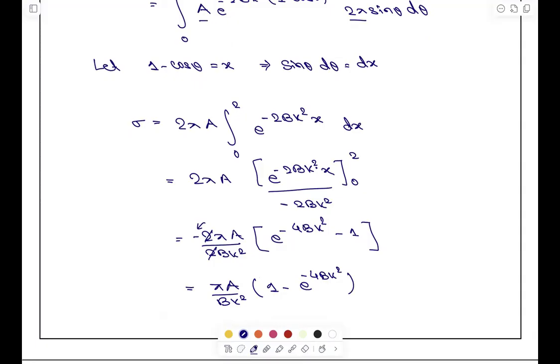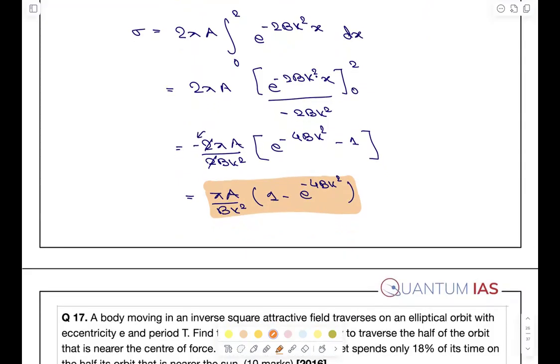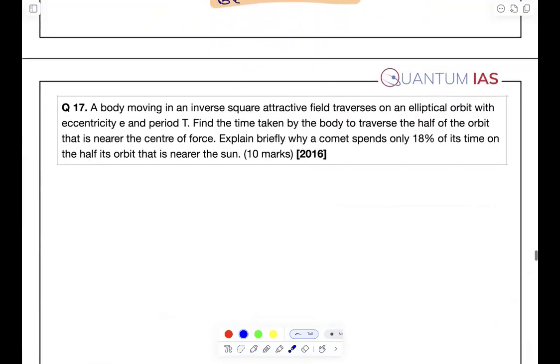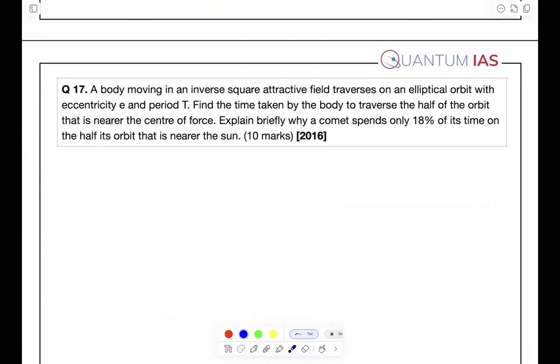Now I want you to please interpret this result, and if you can interpret it, please write it in the comment box. Although we do these exercises in the lecture classes, if you have attended the classes, please try to interpret it and write in the comment box. Okay, moving on to the next question.